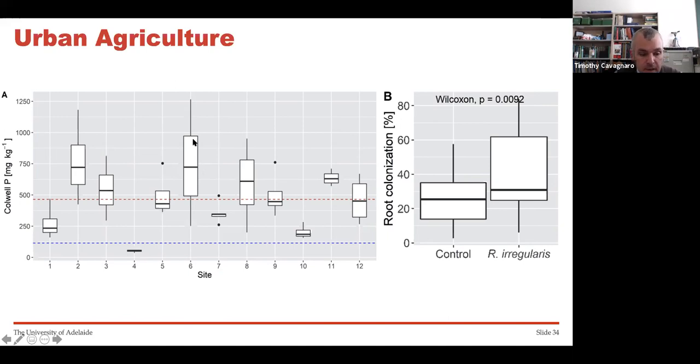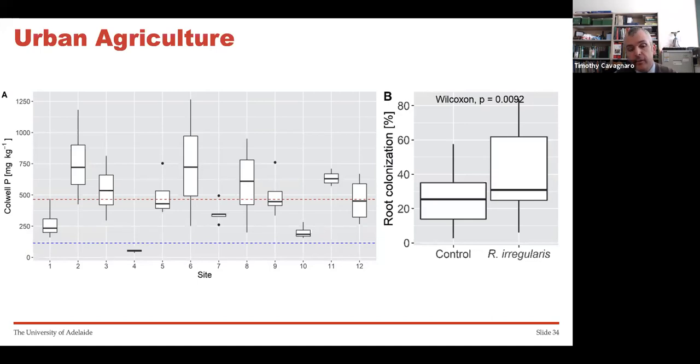milligrams per kilogram. The blue line down here shows the sort of target level that you would go for a Colwell P for a vegetable crop. So what we're seeing here is very high levels of phosphorus. And we think that that's related to the types of nutrient sources that people are using. So a lot of composts are used, which aren't particularly high in phosphorus, but a lot of manure is used. Okay, and so in some gardens, they've got free access to horse manure from the racetrack in Morphettville, and that contains a lot of phosphorus.